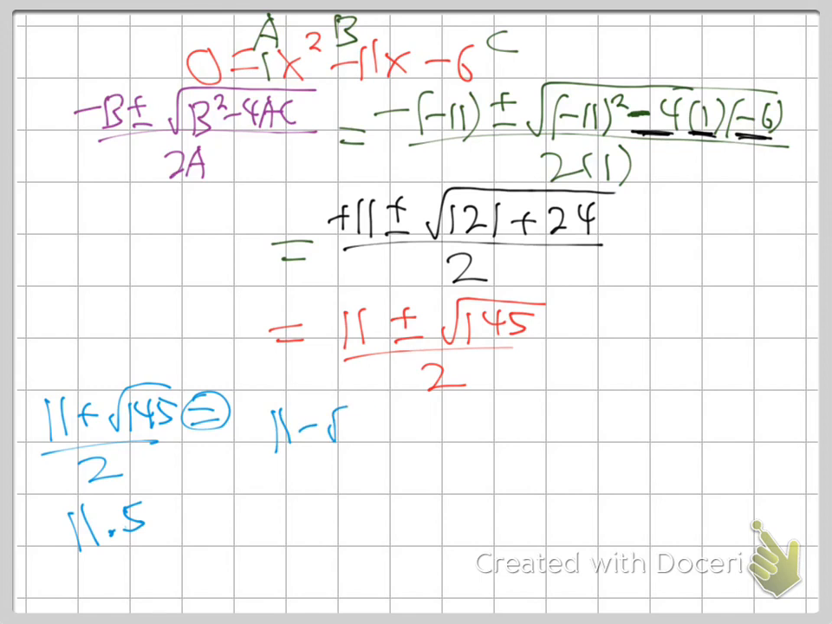The other one, 11 minus root 145 over 2, is going to be some kind of negative answer. Wait, how do you do it? This comes out negative 0.52, so forget it. It can't be negative. Time can't be negative. This is how long it takes either the father or the son. It can't be negative time.